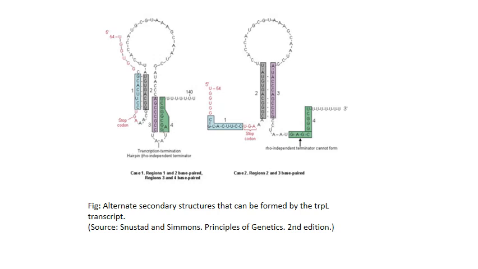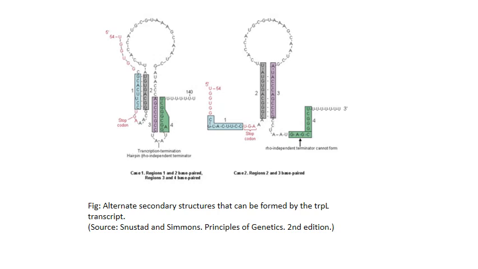The terminator structure is formed as long as region 2 is not available for base pairing with region 3. Under conditions when region 1 is prevented from base pairing with region 2, region 2 pairs with region 3. The rho-independent terminator is not formed, allowing transcription to proceed beyond into the structural genes of the TRP operon. Now, in the next slide, we will understand how the levels of tryptophan dictate the event of attenuation and regulation of the TRP operon.